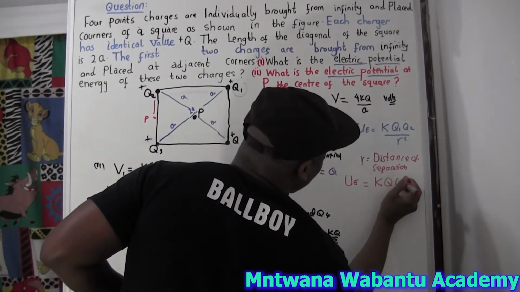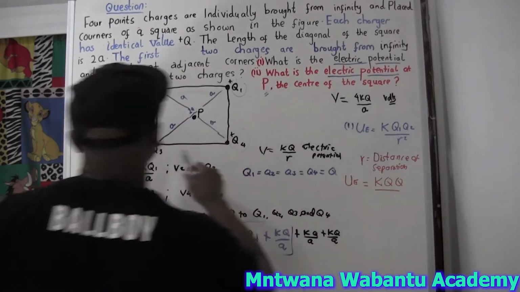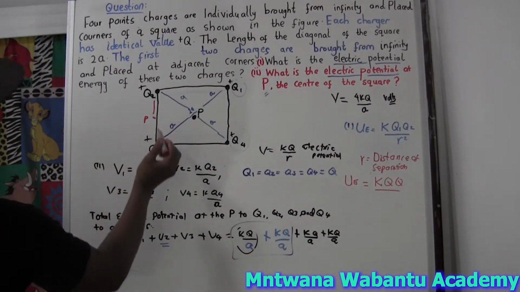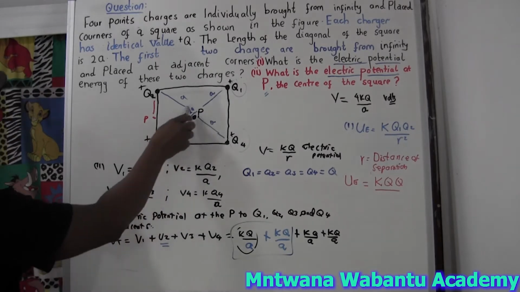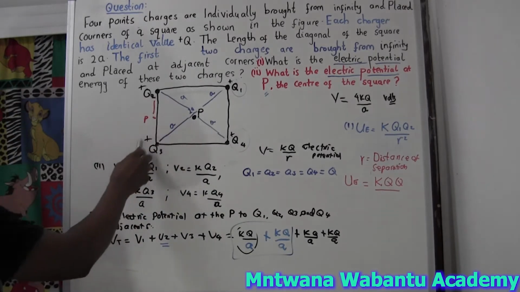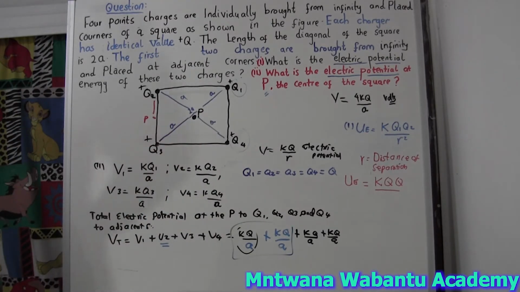The second Q is just a Q also. Over, what is the distance between? We don't have the distance between, but we have A. You know what I'm saying? But we can try to calculate it here. So how are we going to get it?